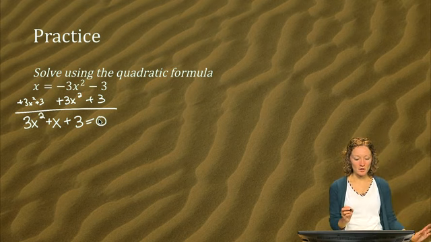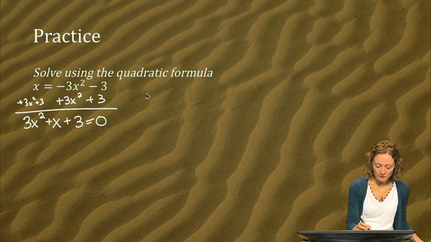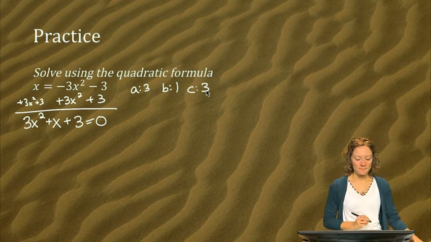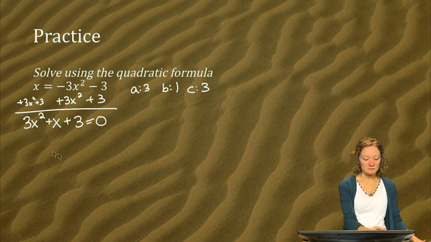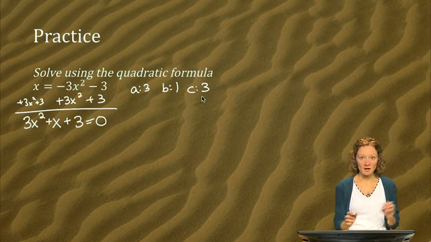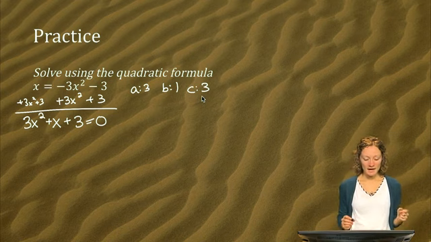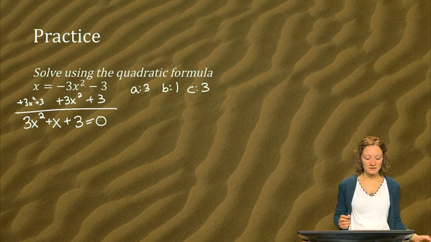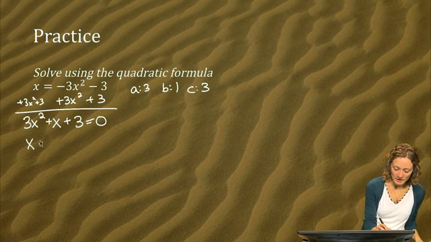Okay, so it's equal to 0, which means I can go ahead and use the quadratic formula now. My a is 3, my b is 1, and my c is 3. They have to be in this order, x squared, x, number. And if they're not in that order, you just have to pull a, b, and c from the right places. A, the coefficient on x squared, b, the coefficient on x, c, the constant. All right, so plug it in.